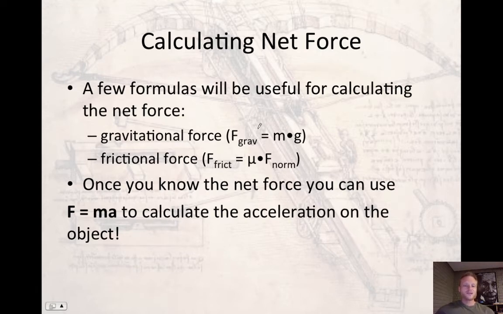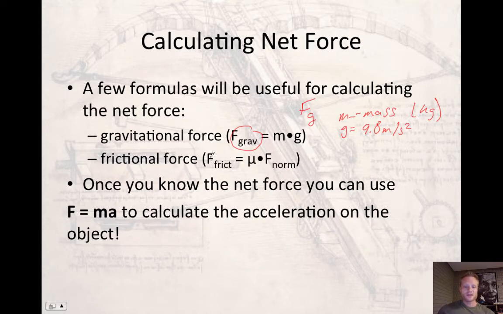The gravitational force, also known as F grav, or F sub g, equals m times g. Now, what is m? M is mass, and that's measured in kilograms. And what is g? Well, g is the acceleration due to gravity, and in our class, it's going to be 9.8 meters per second squared. This is just from the last lesson.